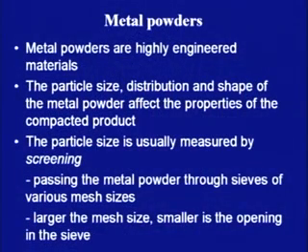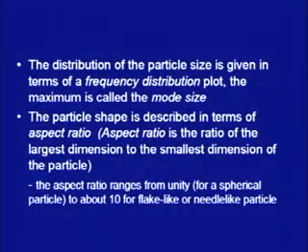Now, what is screening? In screening, we pass the metal powder through a set of sieves of various mesh sizes. Mesh size gives the size of the pore or the opening in the mesh. The larger the mesh size, the smaller is the opening in the sieve. So, using this screening process, we pass the metal particles through a set of sieves, and then we see how much weight of the metal powder is left on one particular sieve, and on the basis of that we get an idea of the size of the particles in this metal powder. Similarly, the distribution of the particle size is given in terms of a frequency distribution plot. The maximum is called the mode size.